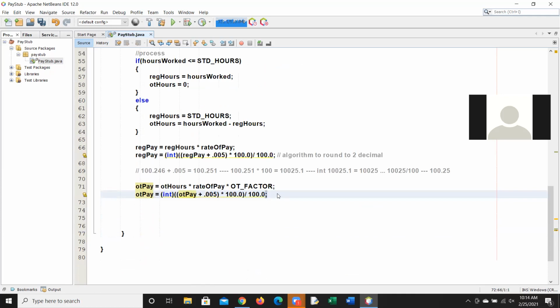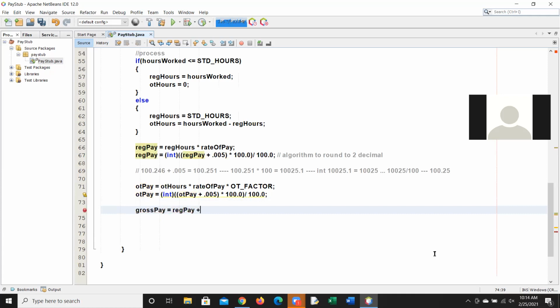Okay. Since I already rounded my gross pay, I don't need to round anything. It'll just be reg pay plus my OT pay. And that's all my pay calculated now. So now I need to do my deductions, okay?